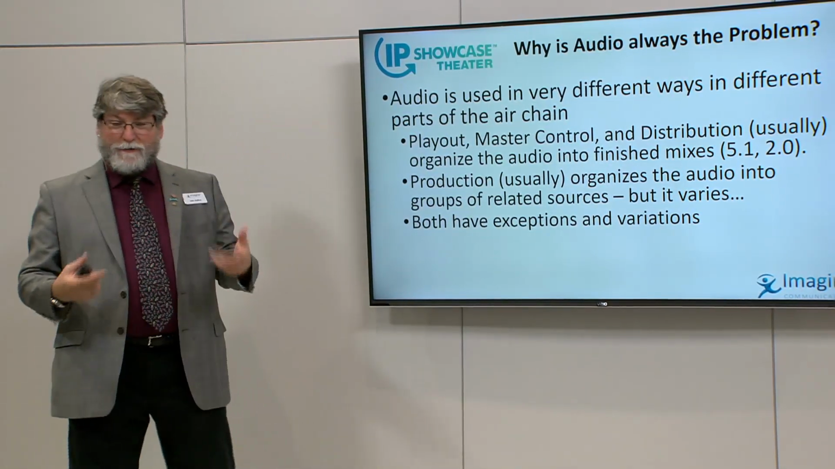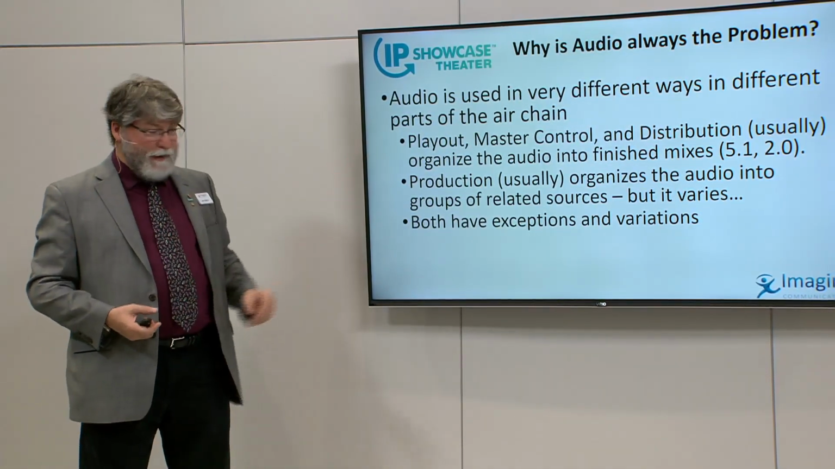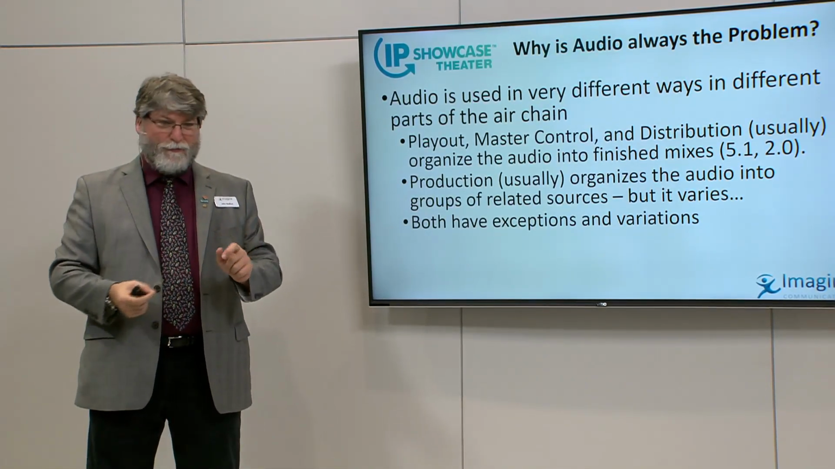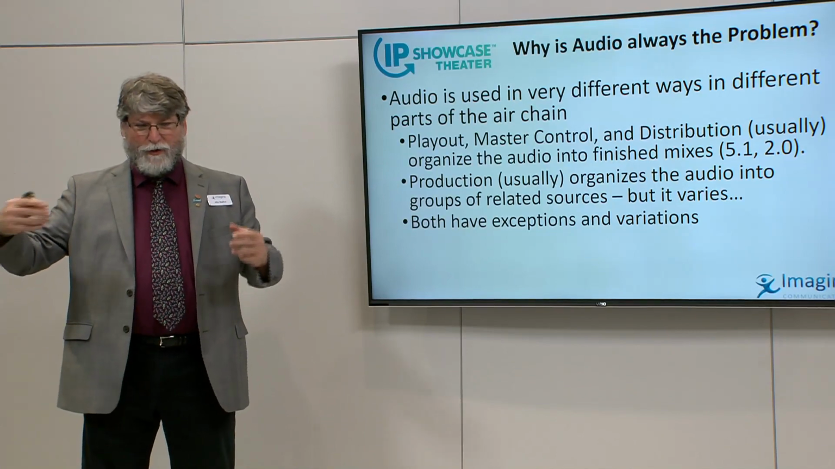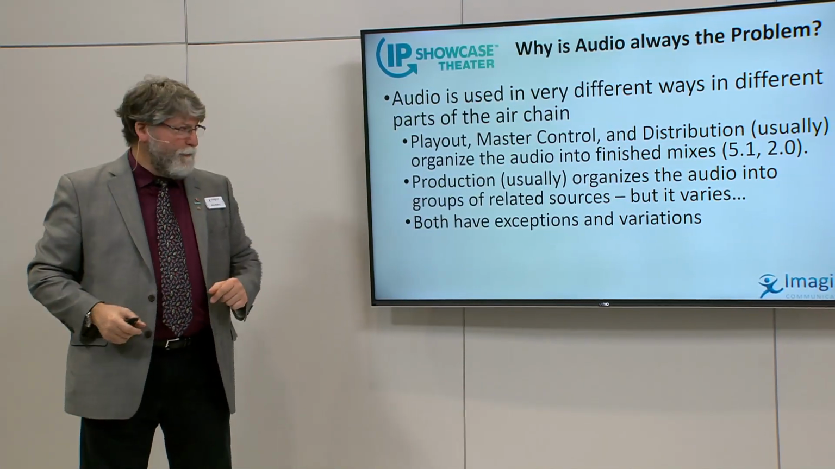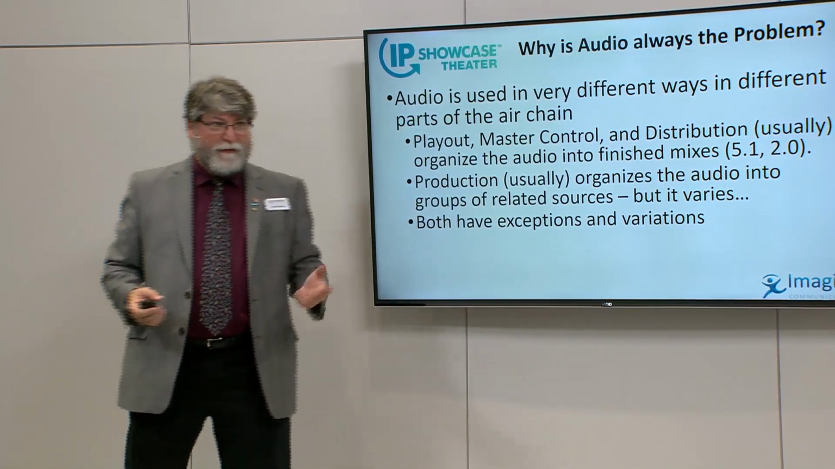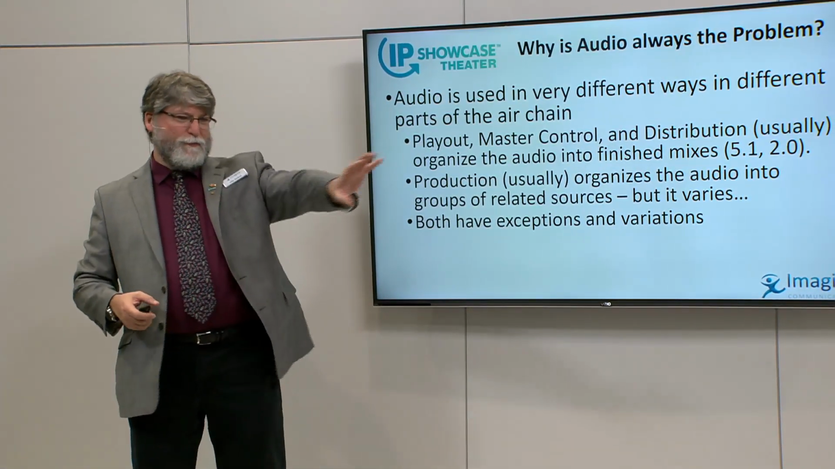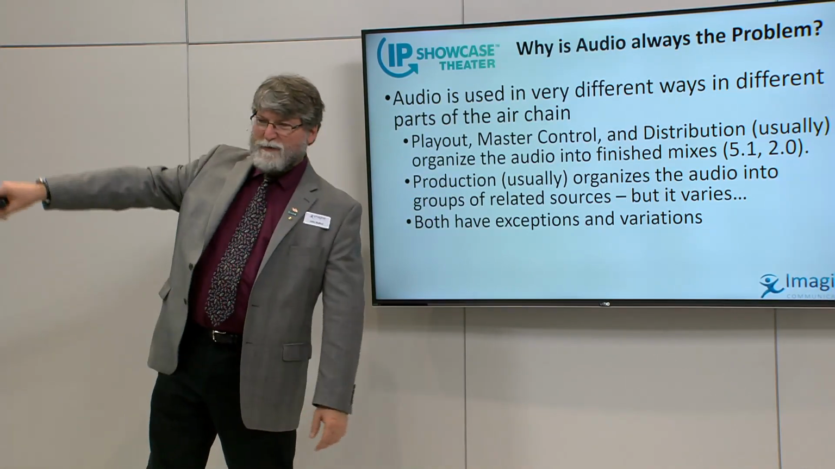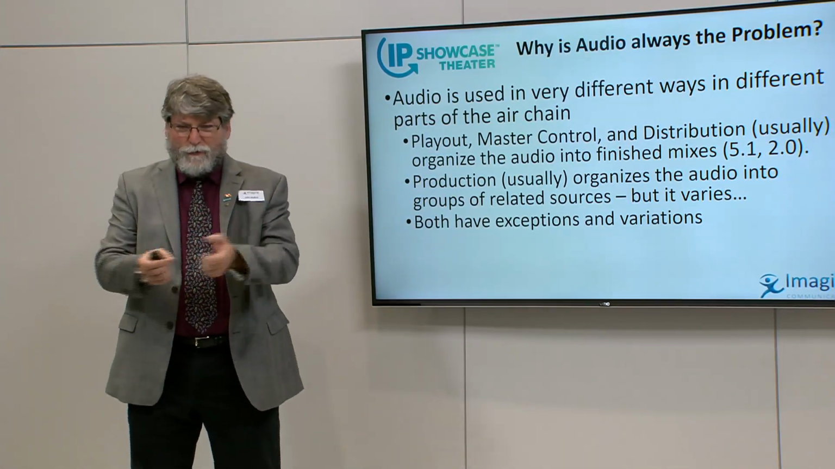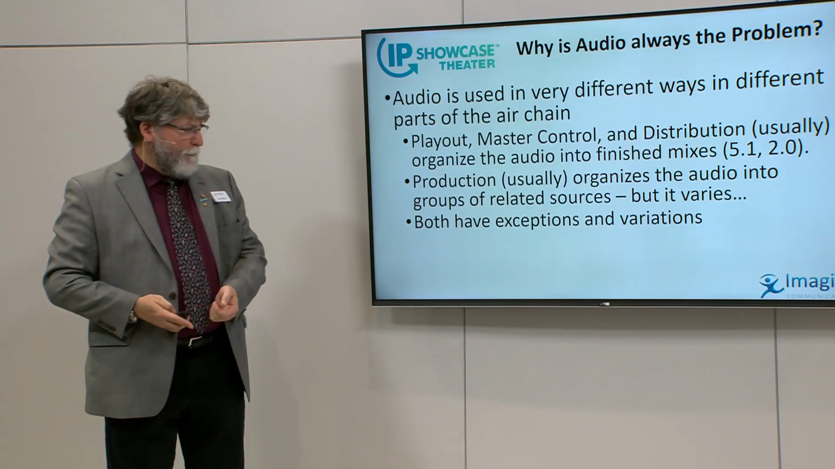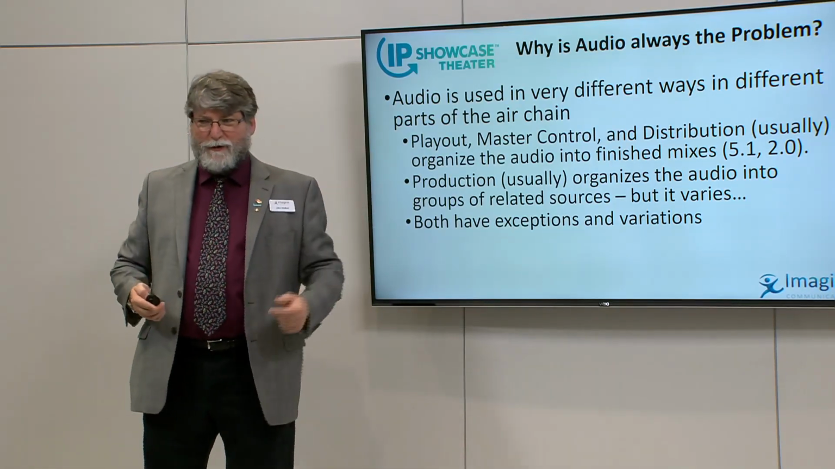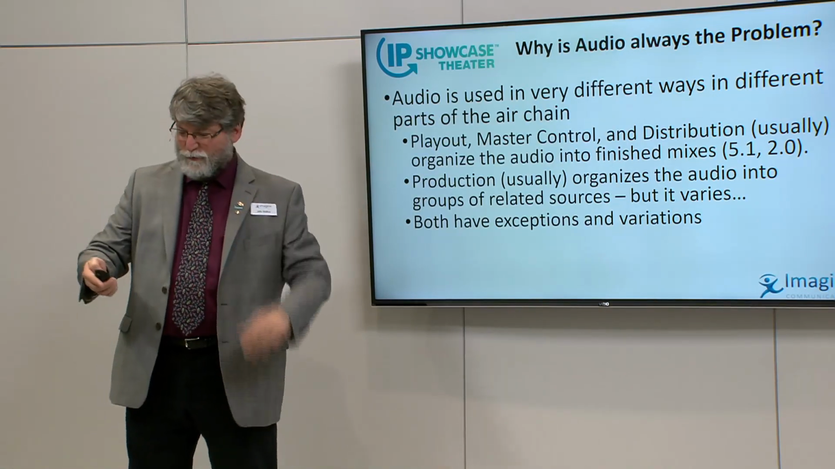plant have different wants. So in playout and in master control and distribution, typically people keep mixes together, so 5.1s and stereos that are programmatically related. But on the production side, if the audio is organized in some pattern, it's usually physical. It's the microphones from stage left, the microphones from stage right. Those are the kinds of groupings you might see. Well, and both of those have exceptions. Sometimes it's a voiceover channel or something else that's just unusual.